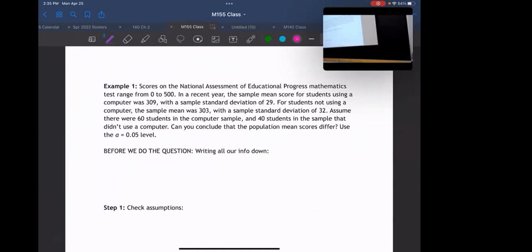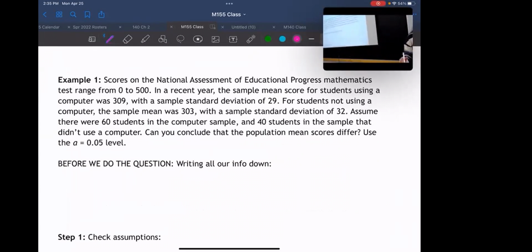Now, the bad thing about these questions is they're always very long, and I know it kind of sucks, but we'll go through this. We have scores on the National Assessment for Educational Progress mathematics test. These scores range from 0 to 100. In a recent year, the sample mean was 309, with a sample standard deviation of 29. Students not using computer, we have 303, sample standard deviation of 32. Let's say there were 60 students in the first, 40 students in the second. We want to conclude if the population mean scores are different at the alpha equals 0.05 level.